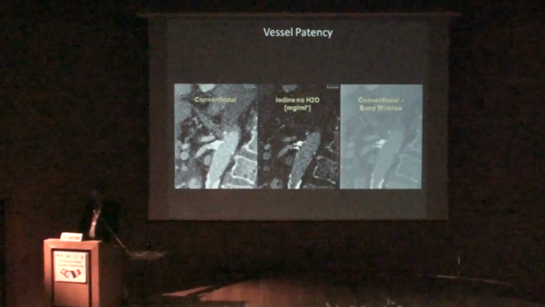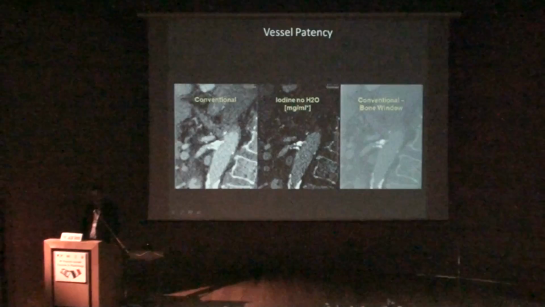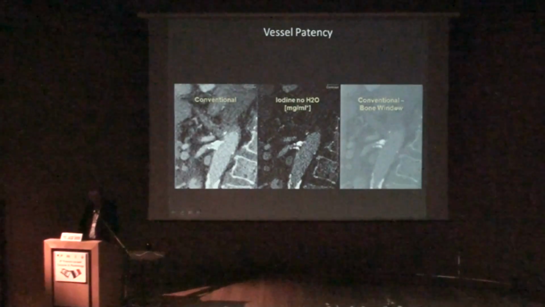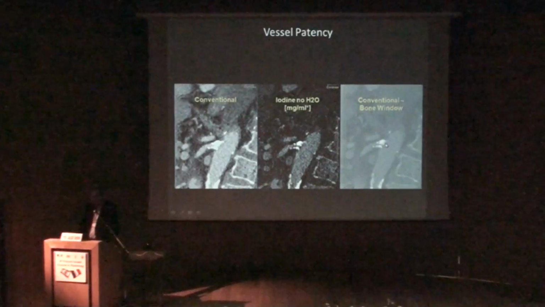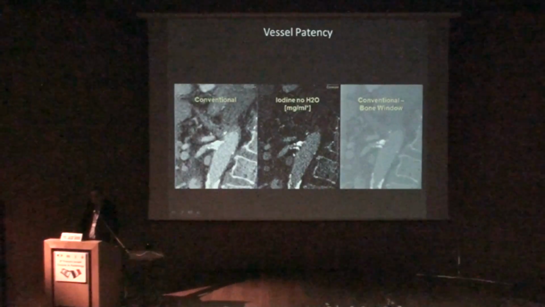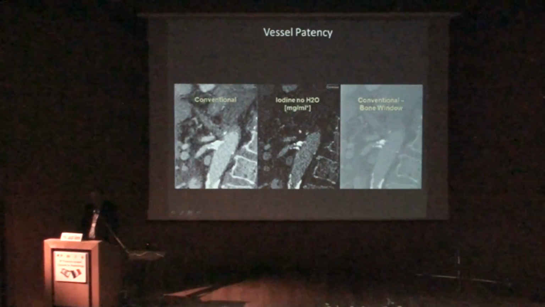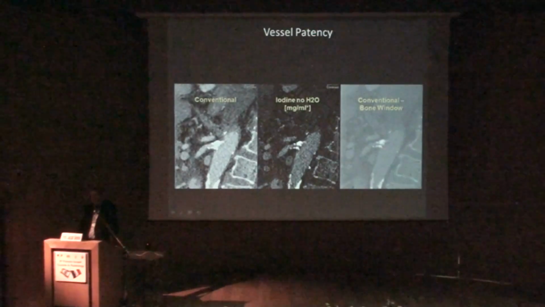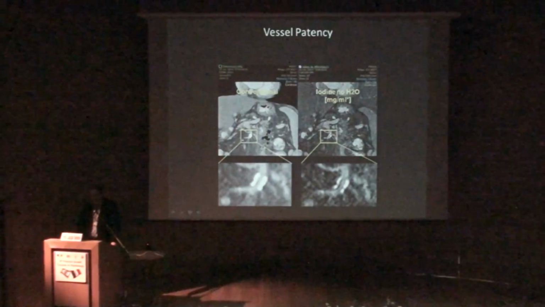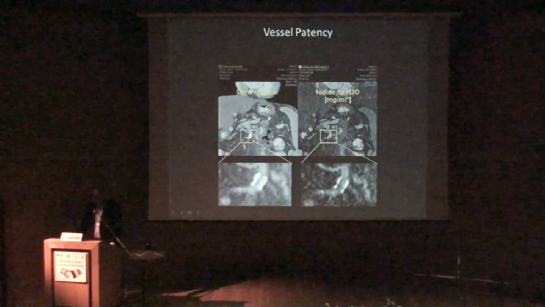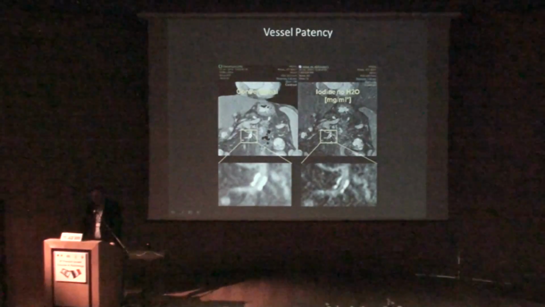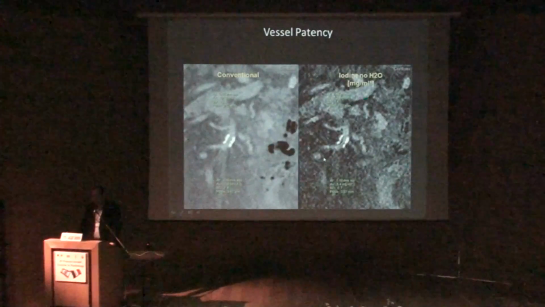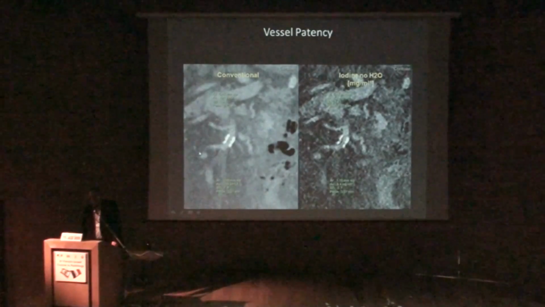When we look at vessel patency, we see a very calcified SMA. If we look at the conventional bone windows and we try to play with it, it doesn't help us much. But if we look at the iodine maps, we can see that there is some flow and there are fewer blooming artifacts, and we can see it again in this coronal projection, the conventional, and the iodine map showing us the flow within the SMA.